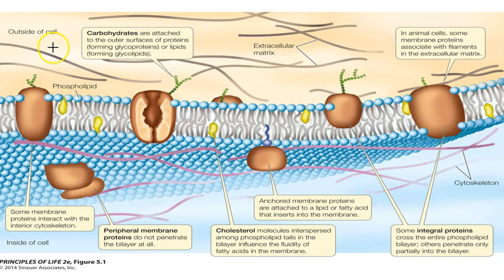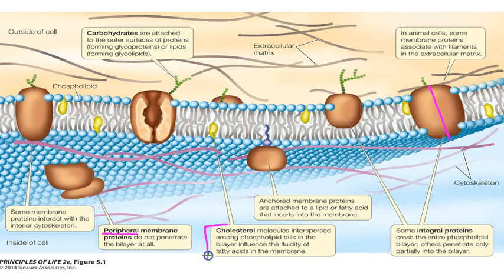Inside this diagram of the fluid mosaic model, you have proteins. Some proteins go across the entire membrane, so those are called integral proteins. They span the entire membrane. Some proteins are on one side versus the other side, so they don't span the entire membrane. Those are called peripheral proteins.